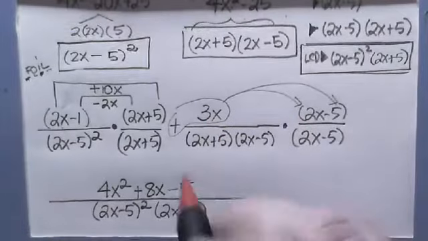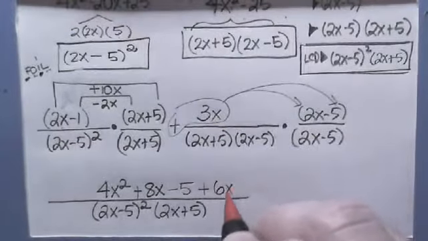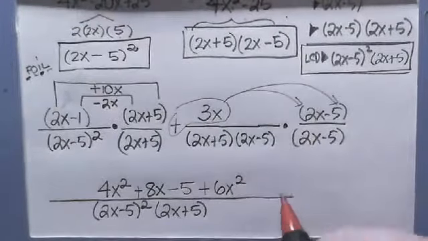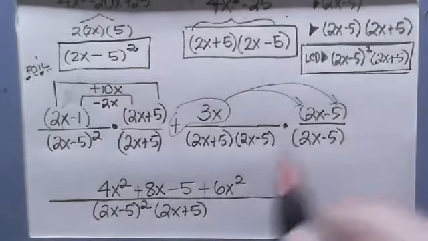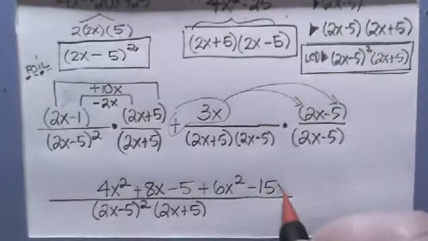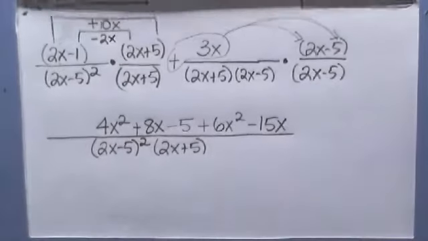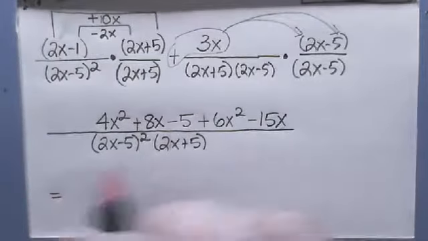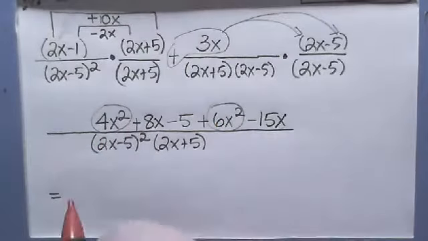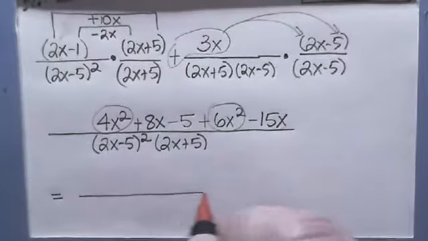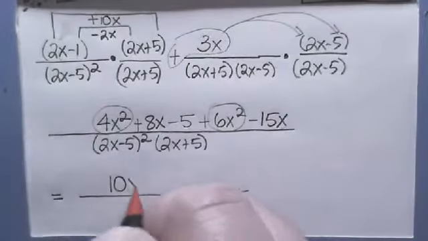3x times 2x becomes positive 6x squared. And 3x times negative 5 becomes negative 15x. Alright, now let's see if we can combine anything on top. We can combine the 4x squared and the 6x squared. So that means this will become 10x squared.